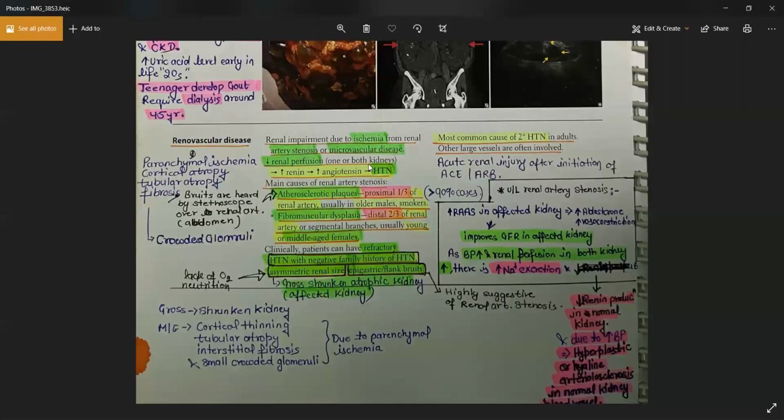And because the RAS is inhibited in the normal kidney, you will be having a sodium loss and bicarbonate loss from the normal kidney, right? But there is an increase in the sodium and an increase in the bicarbonate in the affected kidney.